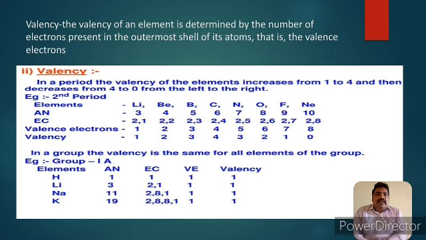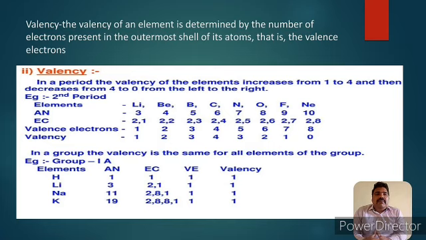The valency. In a period, the valency of the elements increases from 1 to 4 and then decreases from 4 to 0 from left to right. And in groups, the valency is the same for all elements of the group. There are some examples in second period elements: lithium, beryllium, boron, carbon, nitrogen, oxygen, fluorine and neon.